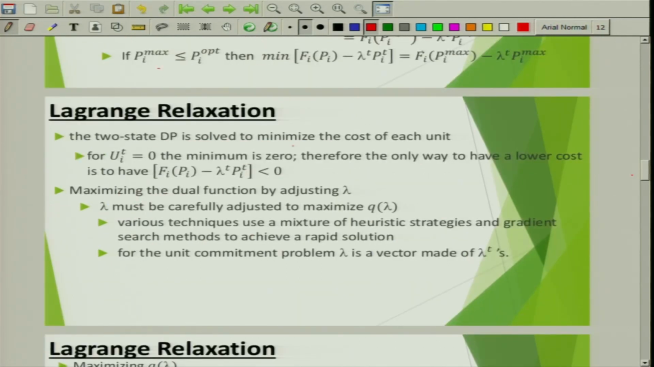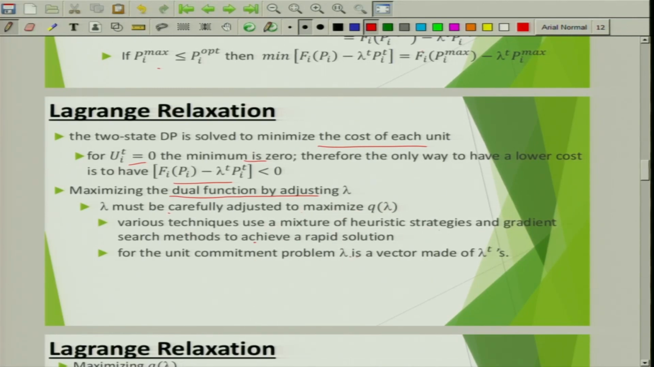Now the two-state dynamic problem is solved to minimize the cost of each unit. For ui of t equal to 0, the minimum is 0, therefore the only way is to have the negative value, and maximizing the dual function by adjusting lambda. Lambda must be carefully adjusted to maximize q of lambda. So various techniques use a mixture of heuristic strategies and gradient search methods to achieve a rapid solution.